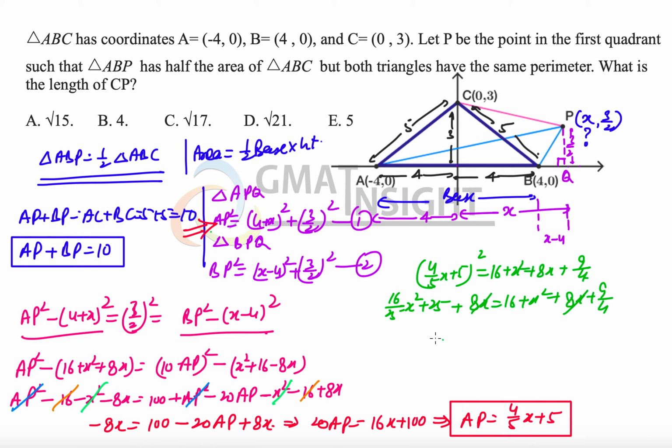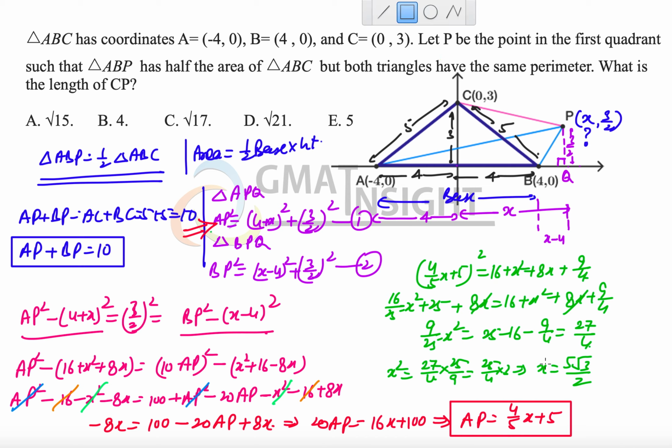Now we are going to simplify the x square. So x square minus 16 by 25 x square gives us 9 by 25 x square is equal to 25 minus 16 minus 9 by 4, which is equal to, we have 9 minus 9 by 4, that means 27 by 4, which means x square can be written as 27 by 4 times 25 by 9, which means 25 by 4 times 3, which gives us x is equal to 5 root 3 divided by 2. Now we have got the value of x.